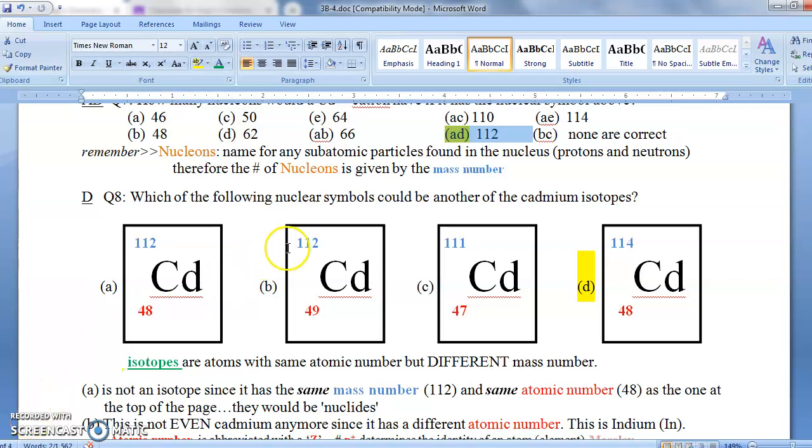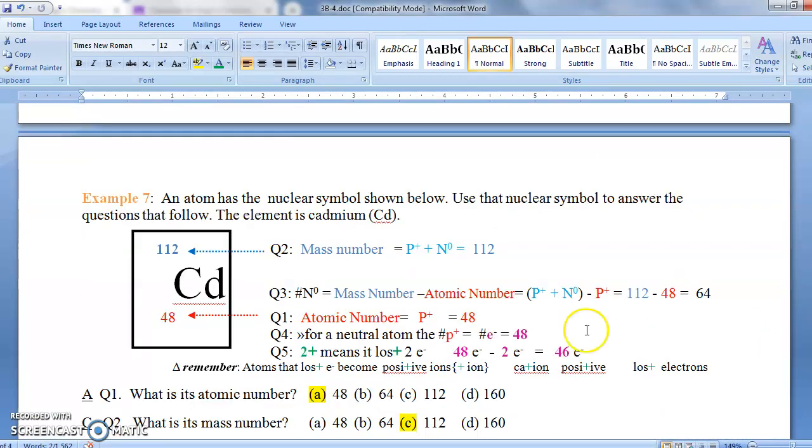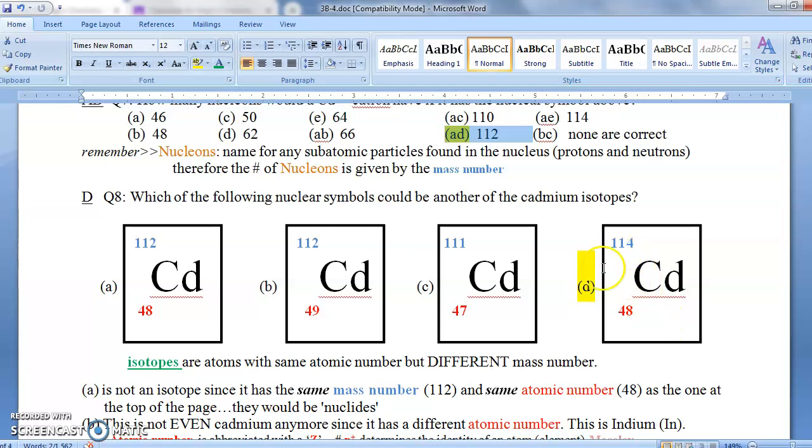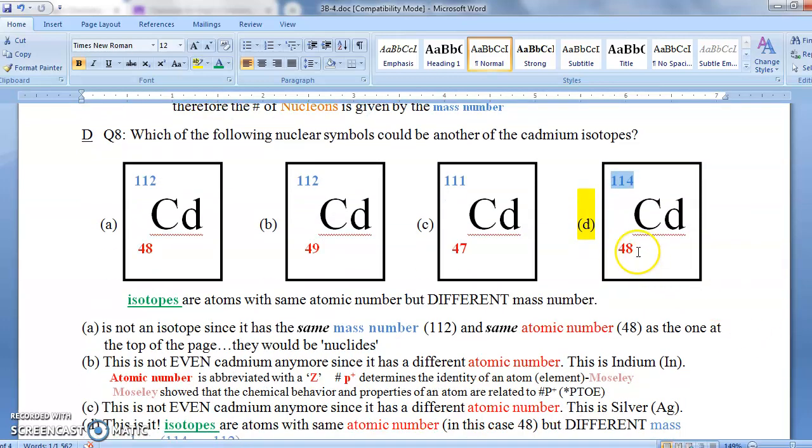Which of these symbols is an isotope of cadmium? Isotopes are same number of protons, different number of neutrons. So our symbol up here has 48 protons. So we're looking for an answer with 48 protons. Letter D has 48 protons. Letter A has 48 protons, or atomic number. So it's either A or D. But an isotope has different numbers of neutrons. This one has 112 protons and neutrons. So the isotope would have to have a different number up here, 114. Isotopes are atoms of an element that have the same atomic number and different mass number.